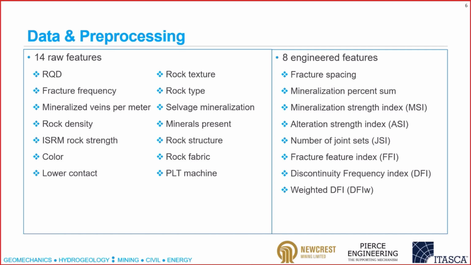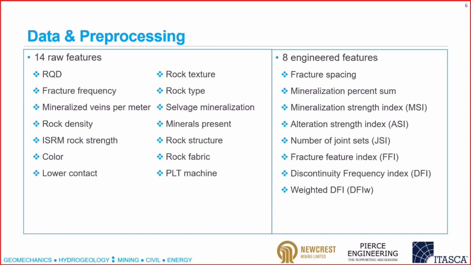Mineralization percent sum. This was looking at all of the minerals that were present and adding up mineralization count. Mineralization strength index was relating the Mohs hardness of these minerals and numerically quantifying what minerals were present in the core and creating a linear index for that. Alteration strength index was similar, but using the alteration minerals and intensity that was recorded.